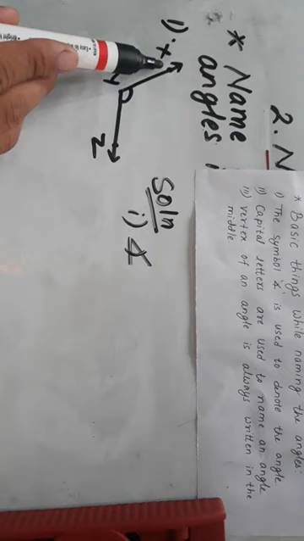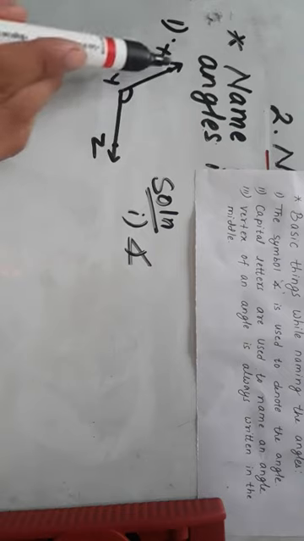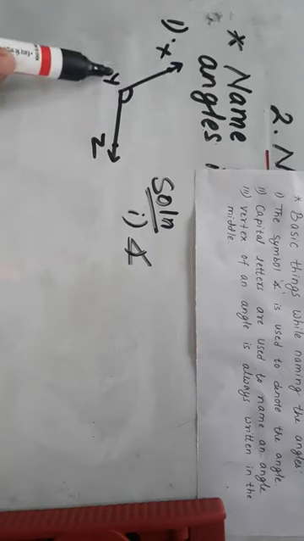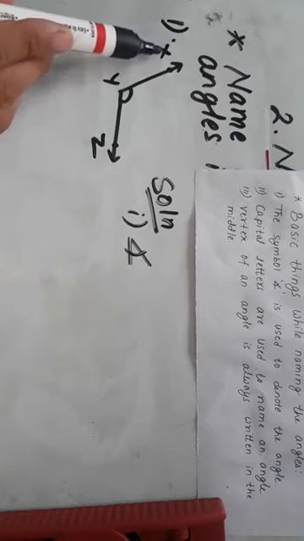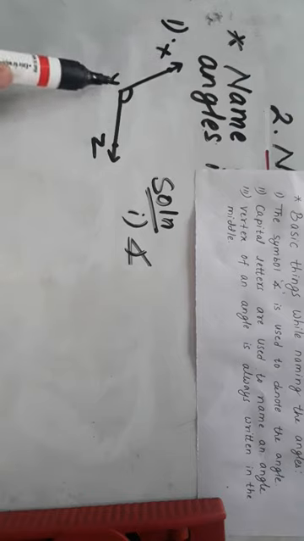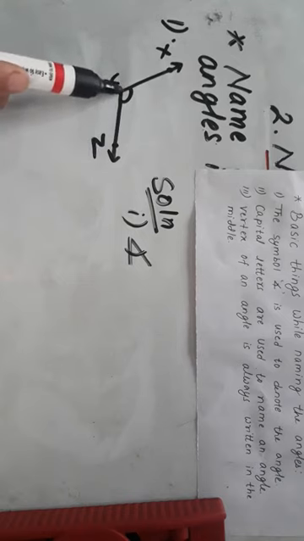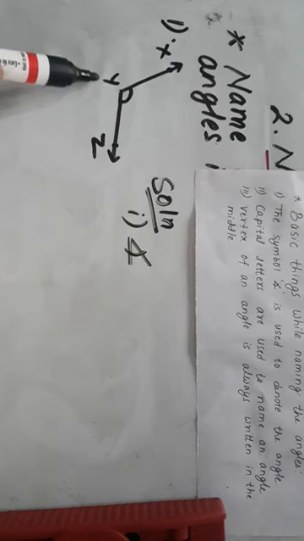So students, as I have already told you in the previous class, an angle has got two arms. Here x, y and y, z. They are the two arms, x, y arm and y, z arm. They have met at a common point which is known as y.